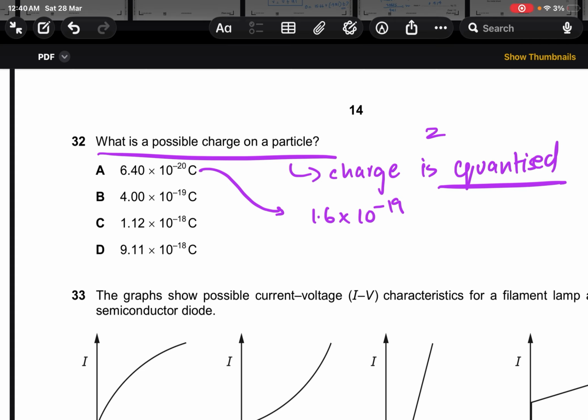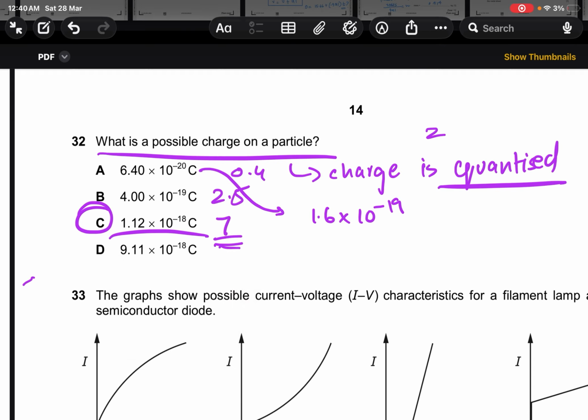This gives me 0.4. So let me work out all of them, then I'll tell you what to do. For the second value, you put 4 times 10 raised to power negative 19. This gives me 2.5. Next value, I put 1.12 times 10 raised to power negative 18. I get 7. So that is my answer.